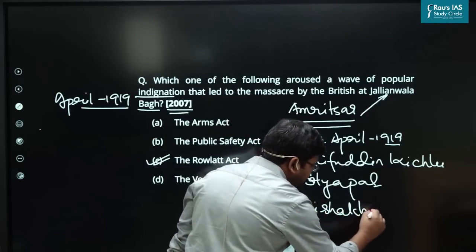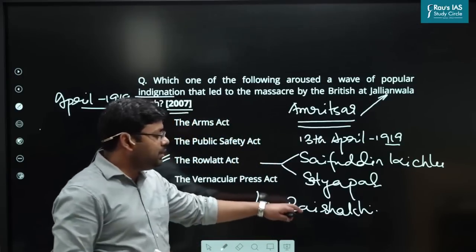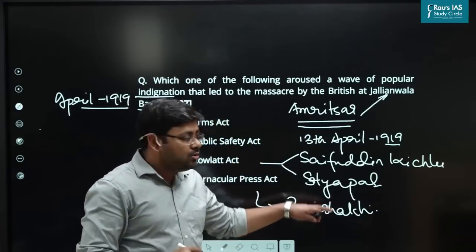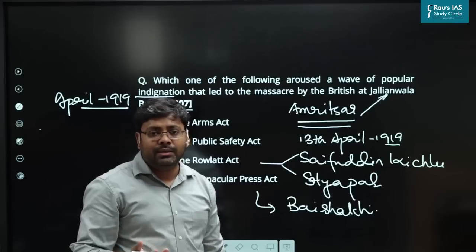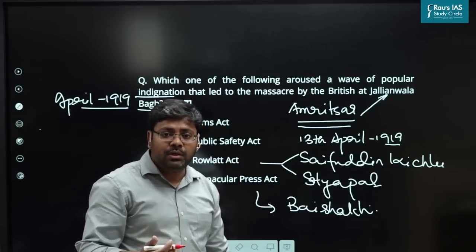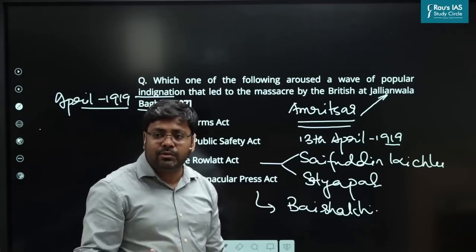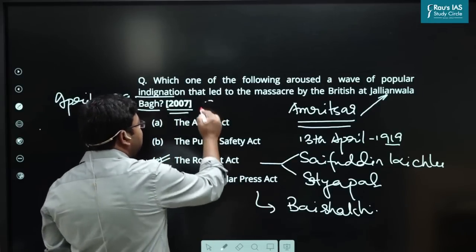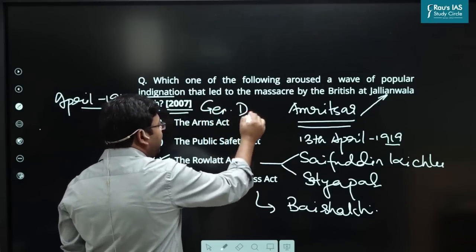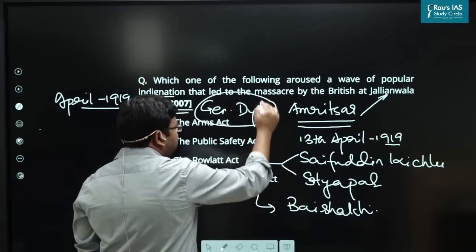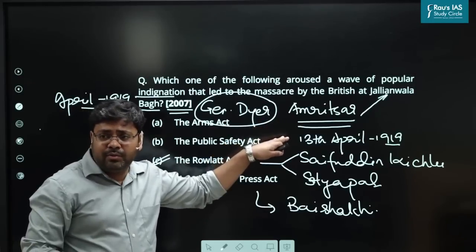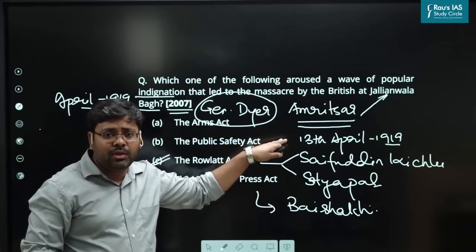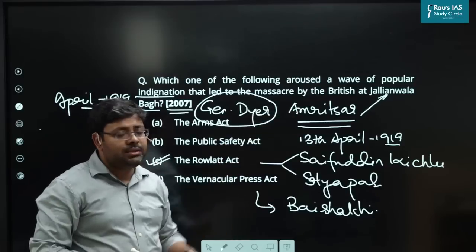Baisakhi is the New Year festival for the Sikhs. So, a big number of people gathered, and we all know what happened. General Dyer ordered firing on the innocent people. So, he was General Dyer, who ordered the forces to start firing, leading to a big number of casualties, and that is what led to the massacre at Jallianwala Bagh.